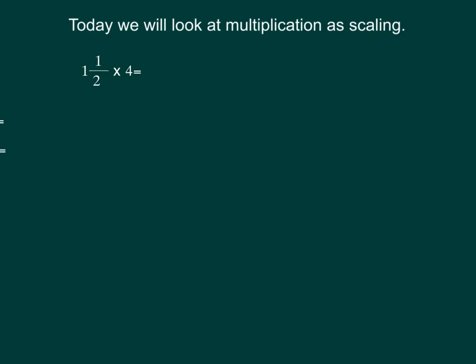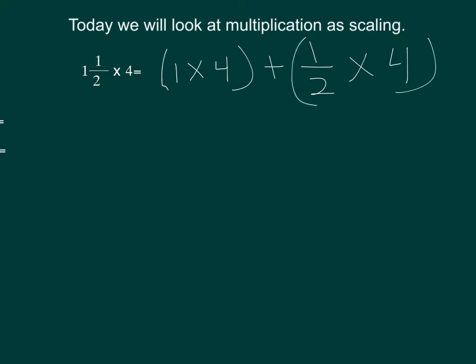If we take a look at 1.5 times 4, we know if we multiply, we could break this down to 1 times 4 plus a half times 4. Okay, 1 times 4 is 4. A half times 4 would be 4 halves, which is the same as 2. So it'd be 4 plus 2 equals 6.